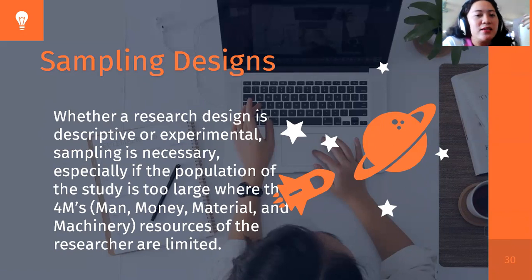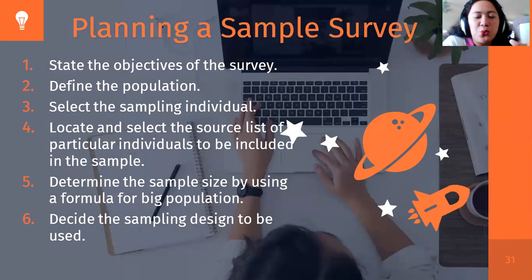In having a sampling survey, there are steps that we need to consider. You may not undergo all of these steps, but in most cases, you will. First, you have to state the objectives of the survey for you to really determine who are most suited to be your respondents in your research. And you have to define the population, whether it is too small or too big, and then select the sampling individual. Of course, it is in accordance to the need of your study.